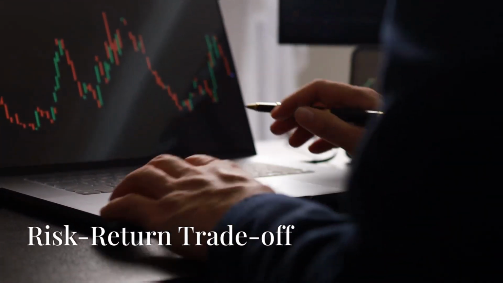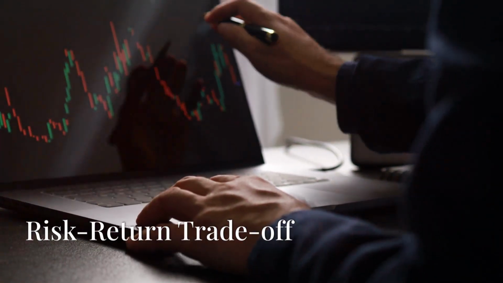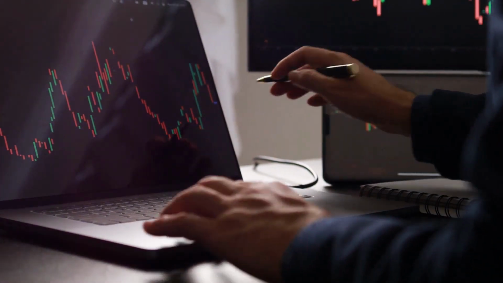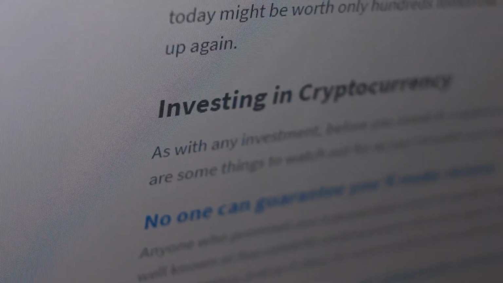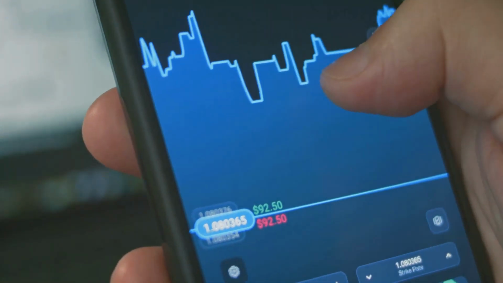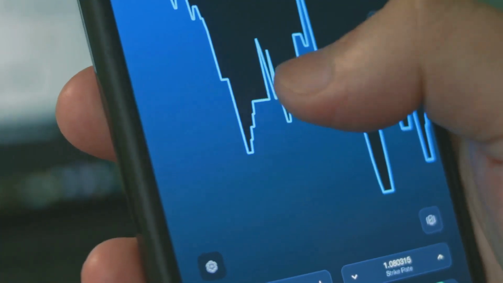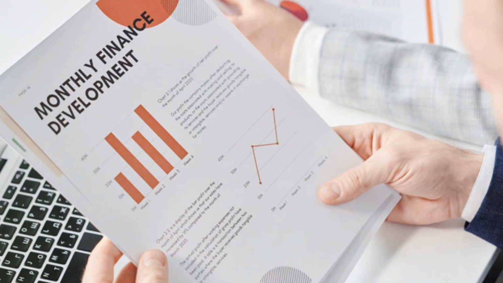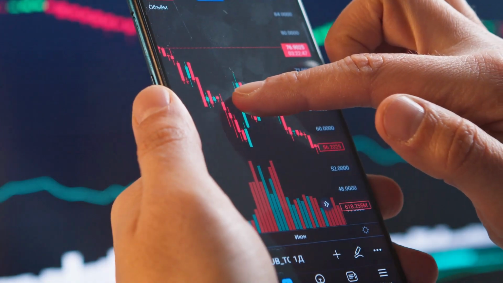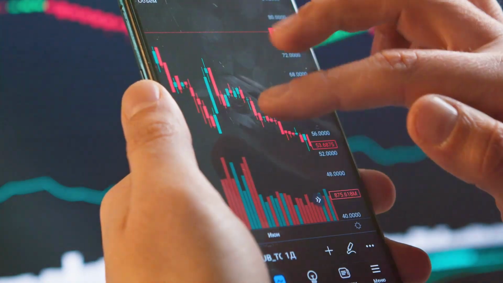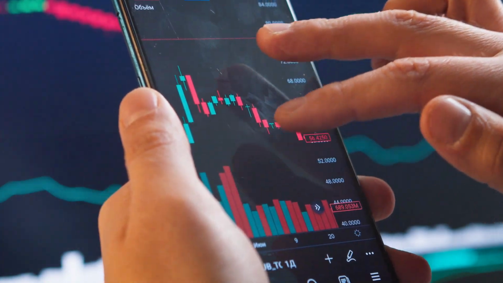effectively. When comparing investment alternatives, the age-old adage, "there is no free lunch," holds true. Higher potential returns typically come hand in hand with higher risk. This fundamental principle, known as the risk-return trade-off, underpins investment decision-making. Investors must weigh their risk tolerance against desired returns. Conservative investors might lean towards lower volatility investments.